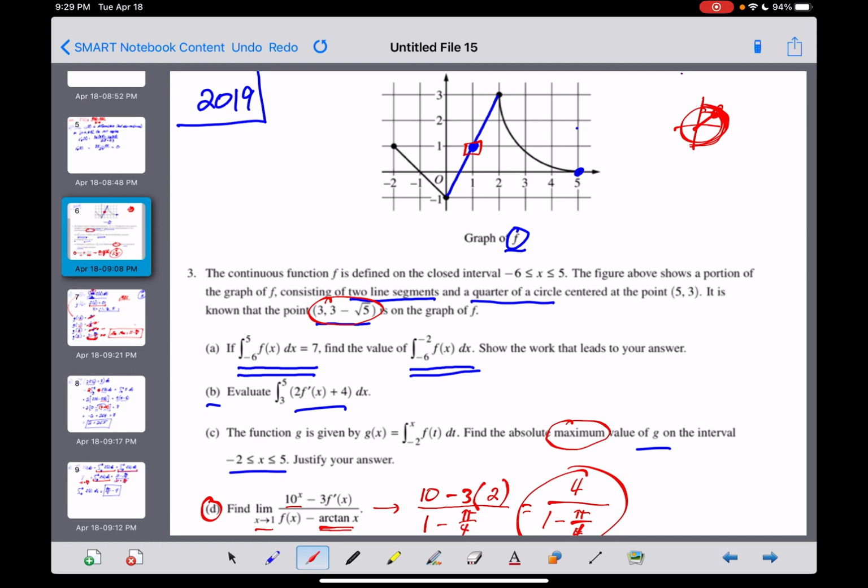Okay, so there's part D just kind of crammed in. So I was surprised. I thought for sure part D was going to be a L'Hopital's rule question, but it didn't work out that way. So there you go. That's part D. All right, guys, that's a wrap on number 3.